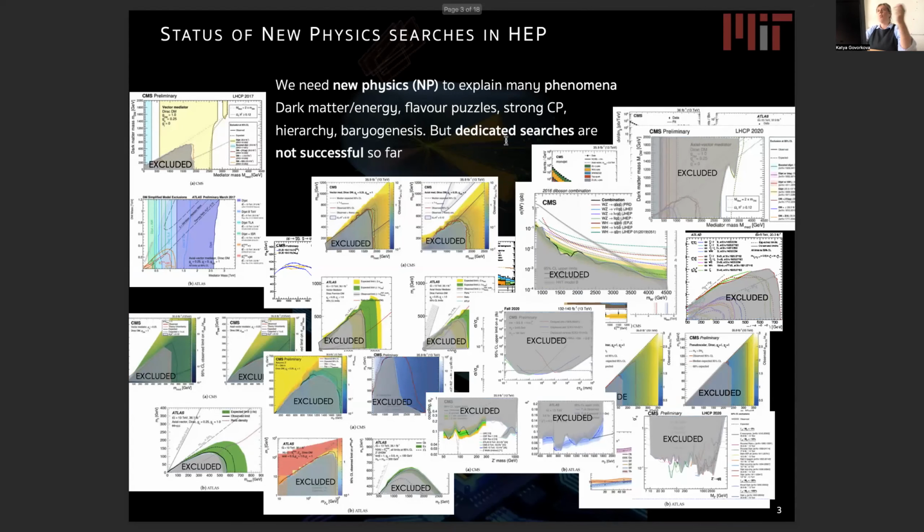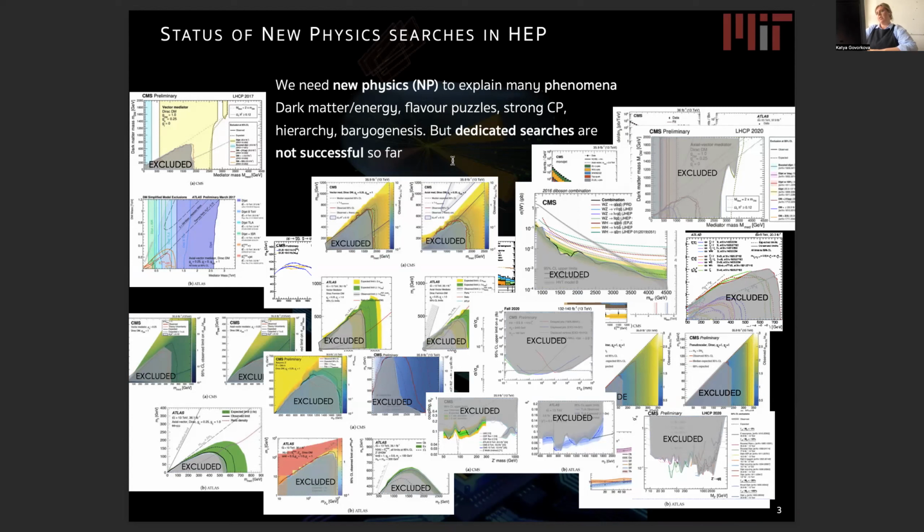And why we need to look for new physics, why we want to look for these particles, why we need them at all, is that we observe a lot of phenomena that are not explained by the standard model of particle physics. So I just mentioned a few things such as dark matter, dark energy, flavor puzzles, strong CP violation, why it is not there, hierarchy, baryogenesis, and maybe more.